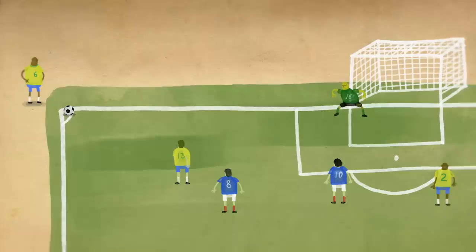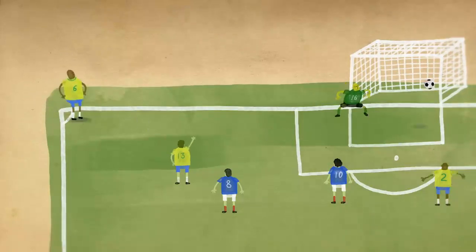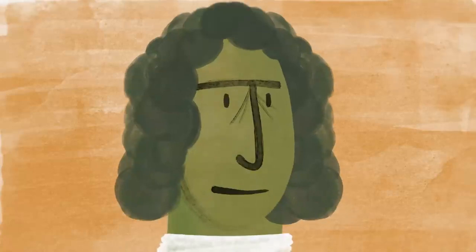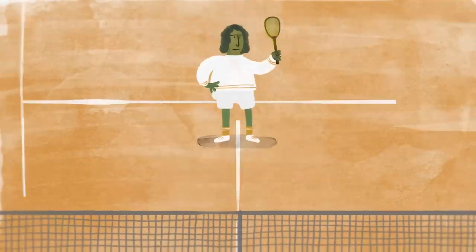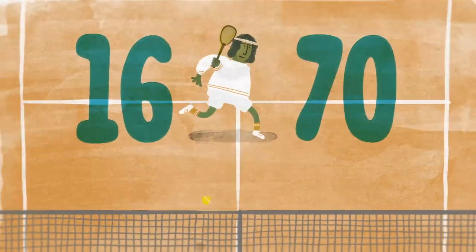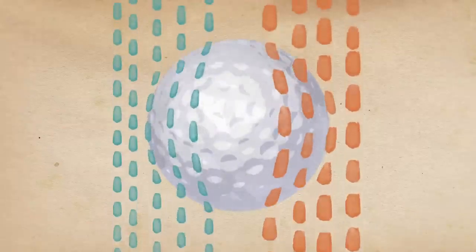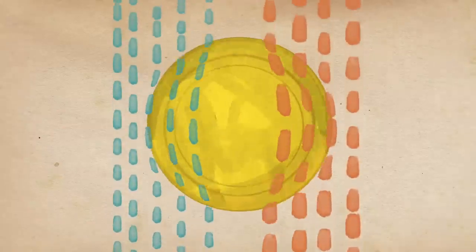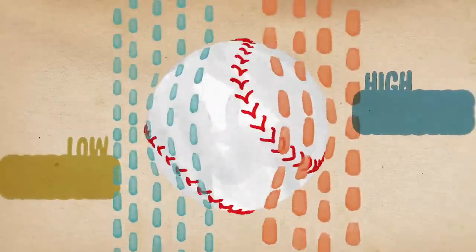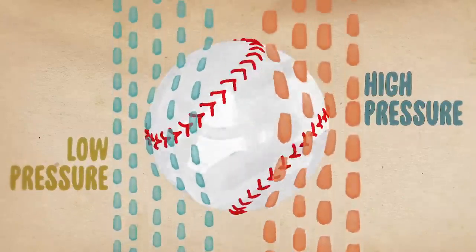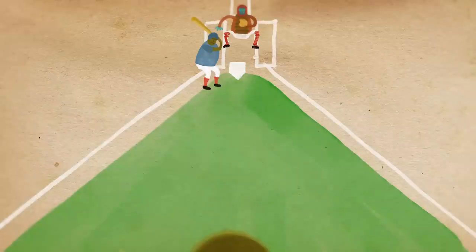The same physics make it possible to score another apparently impossible goal, an unassisted corner kick. The Magnus effect was first documented by Sir Isaac Newton after he noticed it while playing a game of tennis back in 1670. It also applies to golf balls, frisbees, and baseballs. In every case, the same thing happens. The ball's spin creates a pressure differential in the surrounding airflow that curves it in the direction of the spin.